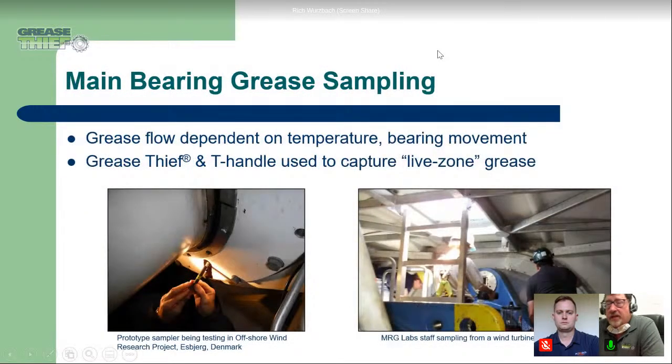So for main bearing grease sampling, the grease flow within the housing is dependent on the temperature and the movement of the bearing, and also the flow characteristics of the grease. And so the Grease Thief sampler as well as the T-handle are used to capture that live zone grease. You can see at the lower left, this is a picture I took in Denmark of one of the Danish engineers pulling a sample with a tiny prototype that we had at the time. Our learning there helped us design this T-handle that I just showed you.